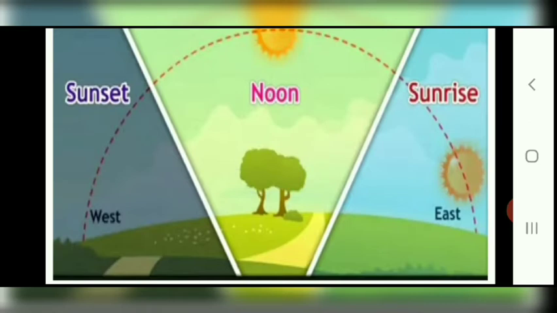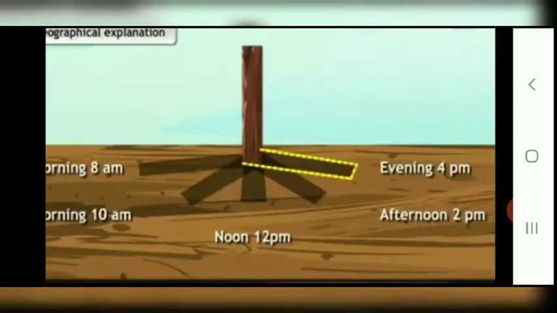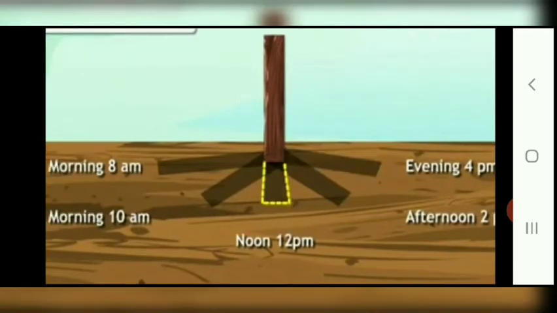Due to the rotation of the earth, we experience sunrise, noon, sunset, and midnight. Due to the rotation of the earth, the length and direction of the shadow change. In the early morning and evening, we experience long shadows falling in the west and east, respectively. We experience the shortest shadow at noon.